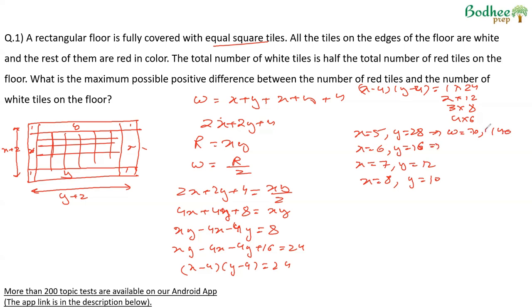This is red tiles. If you look at the second case, 2x plus 2y, so 12 plus 32, 44 plus 4. White tiles is 48. Red tiles would be 96. In the third case, 2 sevens are 14 plus 12, 24. 24 plus 14, 36 plus 4, 40. Red tiles would be 7 into 12, which is 84.